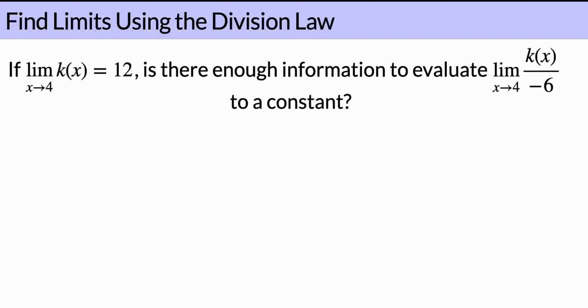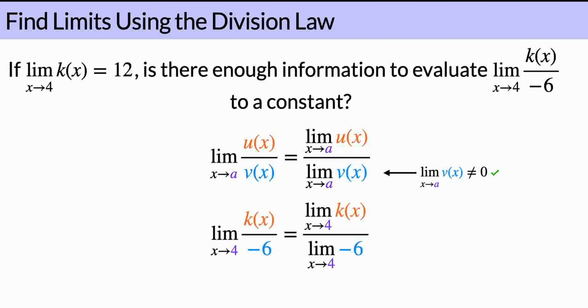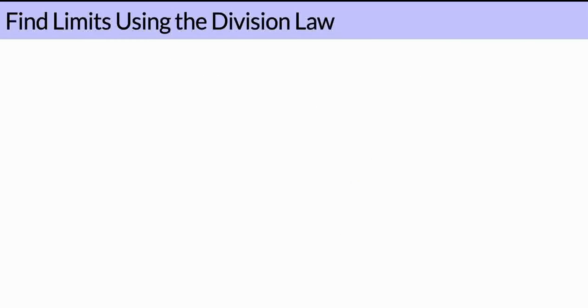We can apply the division law here because the limit of the denominator is not equal to 0. We are given the limit of k of x as x approaches 4. Recall that the limit of a constant is always itself, so we do have enough information to evaluate this limit to a constant. Putting everything together, we have that this limit is equal to 12 divided by -6, which is -2. Awesome work! How about this one?